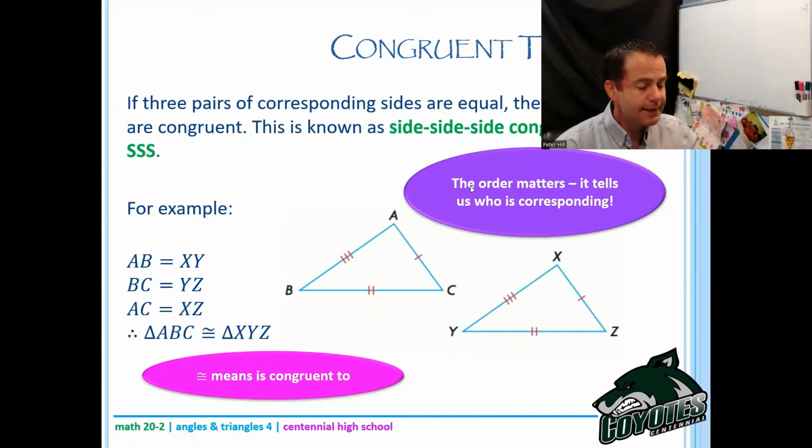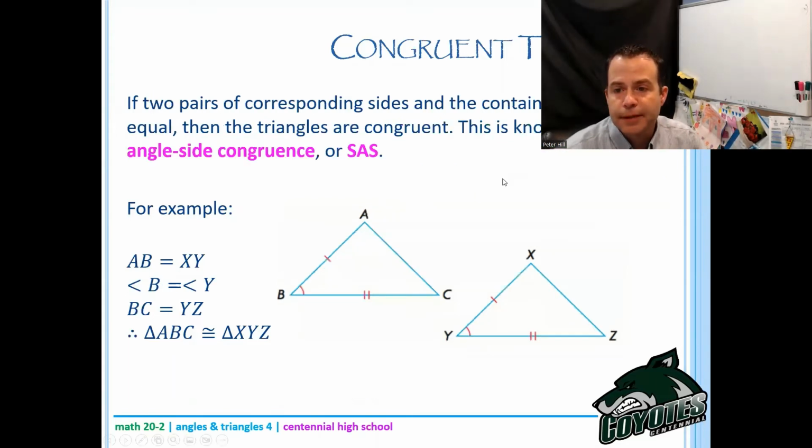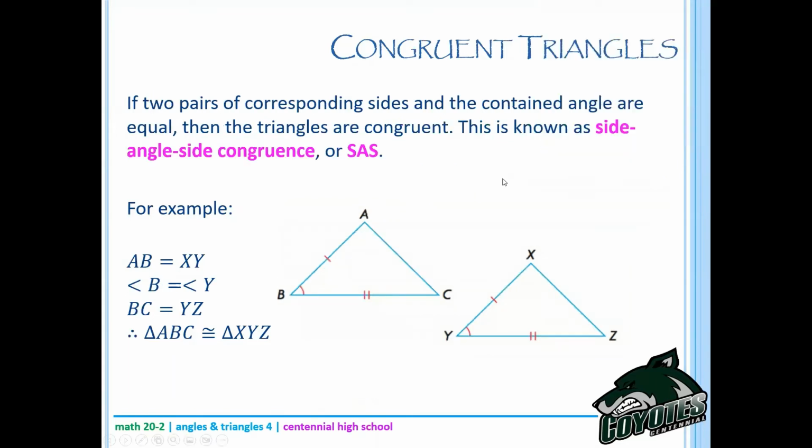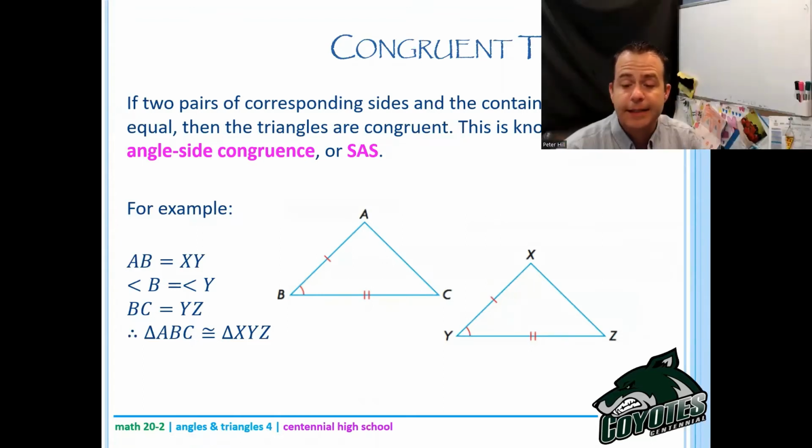The next test: if 2 pairs of corresponding sides and the contained angle are equal, then the triangles are congruent. This is known as side-angle-side congruence, or SAS. Now, the fact that we say SAS is important.